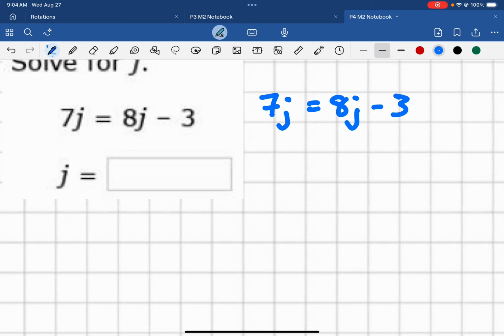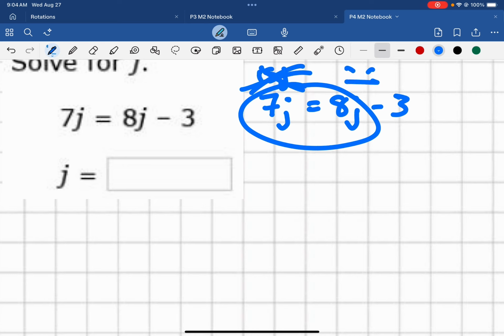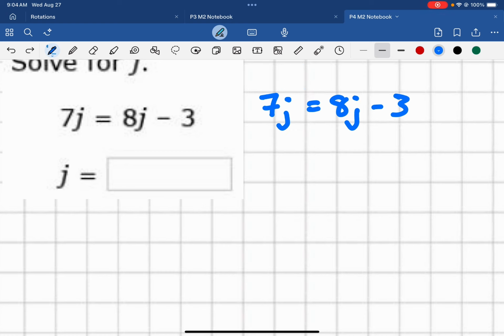I have to use inverse operations if I want to get one number to the other side. I can't just combine these right here, so I can't say this is 15j. No. Angry face, not allowed. Instead, we're going to do an inverse operation, which is just an operation that we do to both sides.